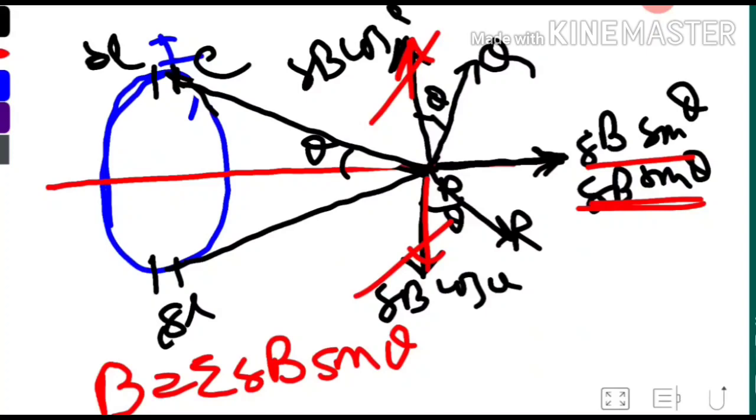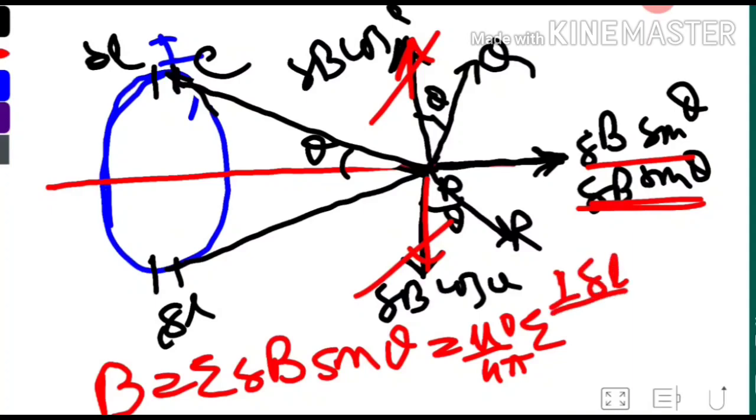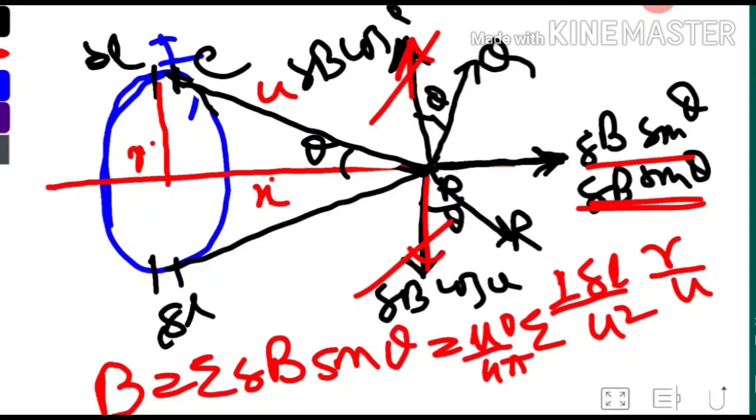So we get mu 0 by 4 pi, summation of I delta L by CP square. Let this distance be U and this distance be X. So CP square means U square, and sin theta. What is sin theta? This is X and this is our radius R, and this is theta. So sin theta will be R by U. This is U, this is X. So sin theta will be R by U.